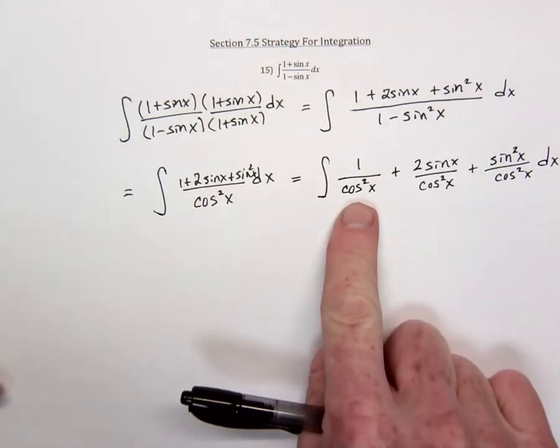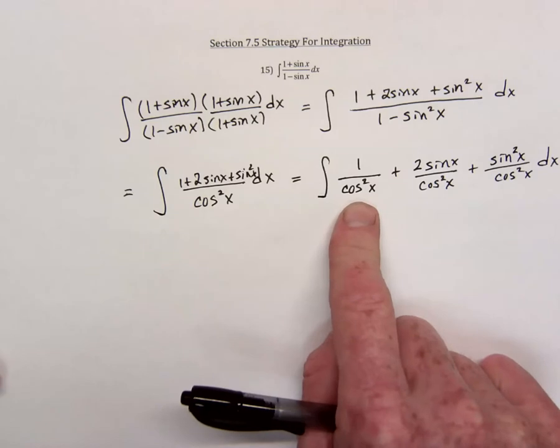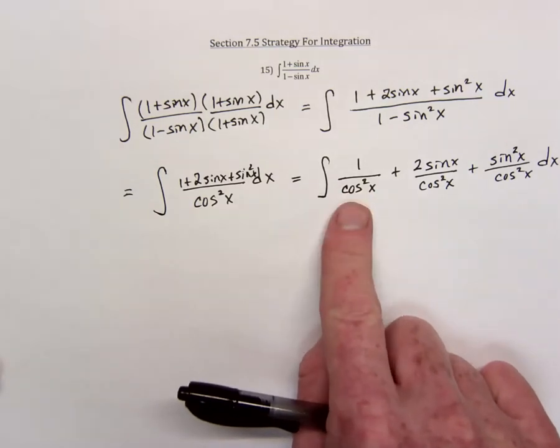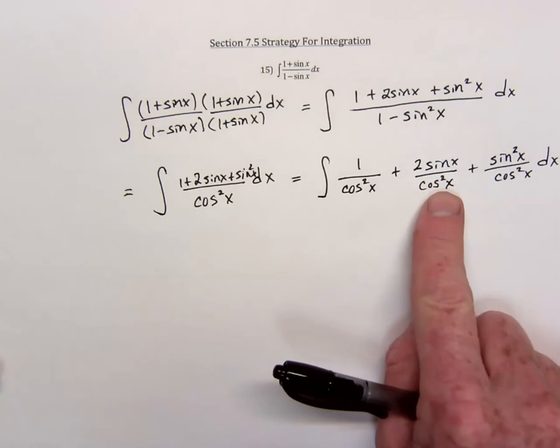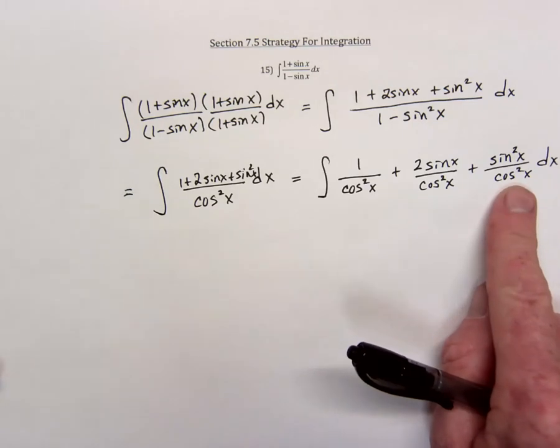So this one is secant squared, because 1 over cosine is secant, so this one is secant squared. The derivative of tangent is secant squared, so we would be able to integrate that. This would be a u substitution, u for the cosine. And this, sine squared over cosine squared, would require a little more work. We could call this tangent squared, but how do you integrate tangent squared?